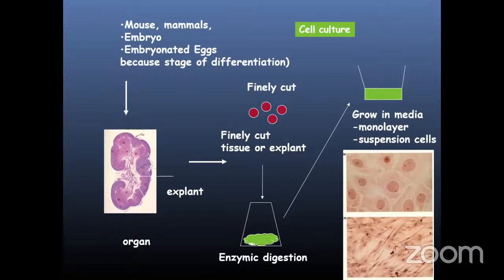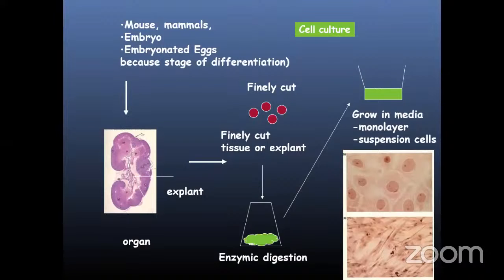Then we digest them using enzymes like trypsin and pepsin. Yesterday we discussed some of these enzymes. These enzymes digest the attachments between the cells, so that attachment is lost and the two cells become separate. Like that, all the cells present in the complete tissue get separated. Now every cell acts as an individual cell and you can culture them.